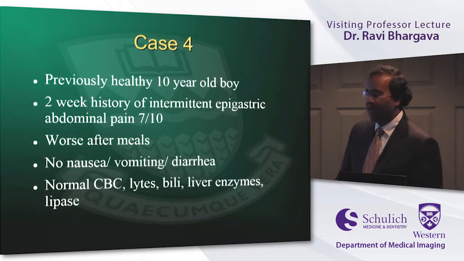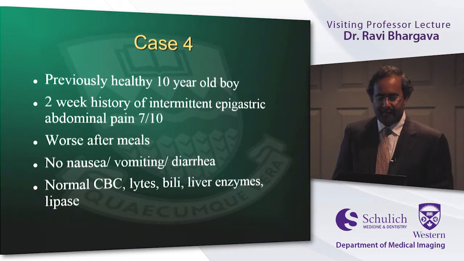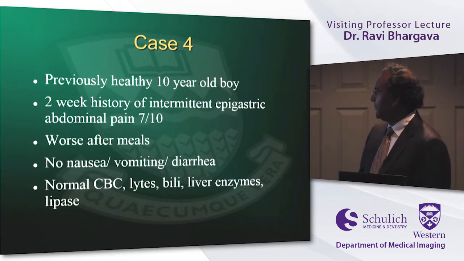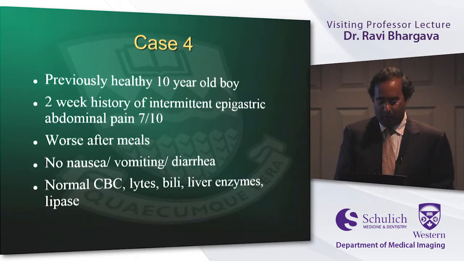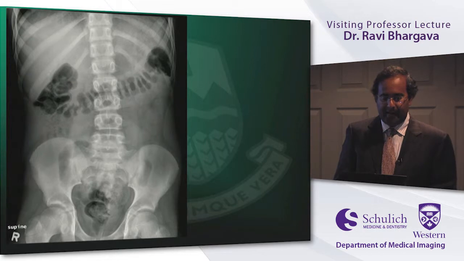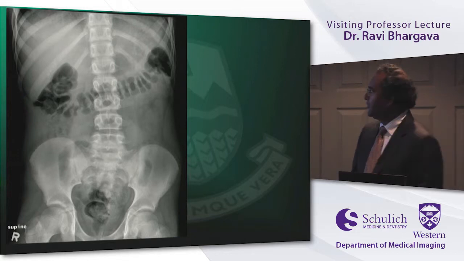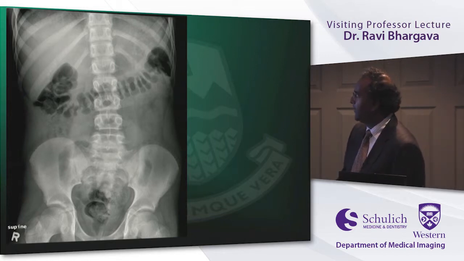Okay, so our next case is a previously healthy 10-year-old who had a 2-week history of intermittent epigastric abdominal pain that he felt was 7 out of 10 in terms of discomfort. The pain was worse after meals. He didn't have any nausea, vomiting, or diarrhea, and his CBC, lytes, bilirubin, liver enzymes, and lipase were all normal. And he came in and had this abdominal radiograph. Now this one's not a quiz case, but I'll just let you look at it for a few minutes.